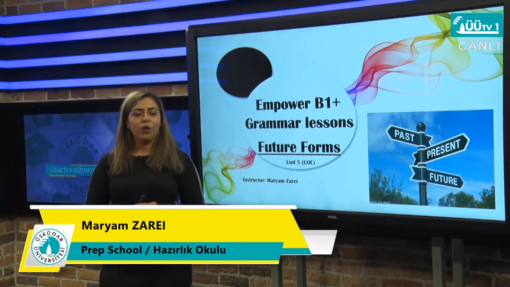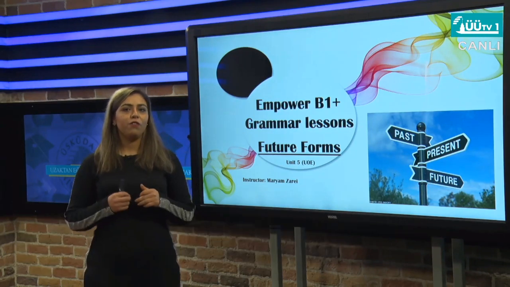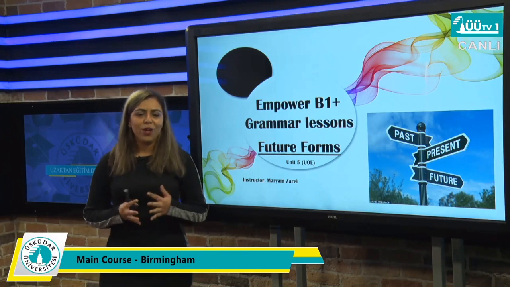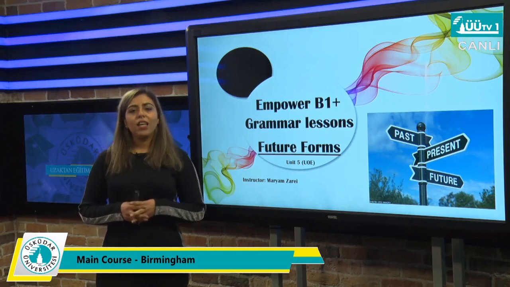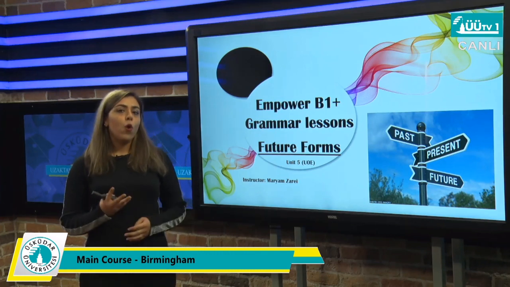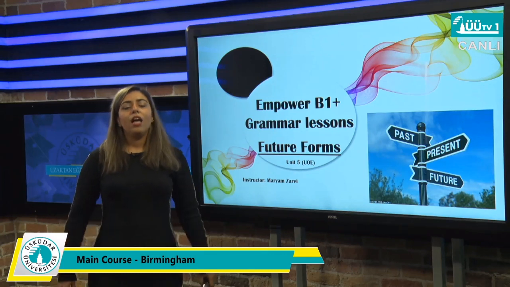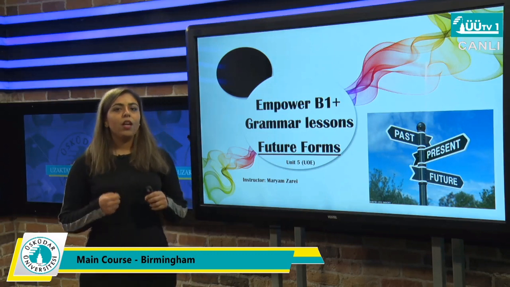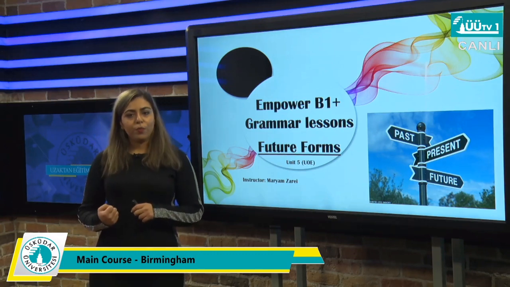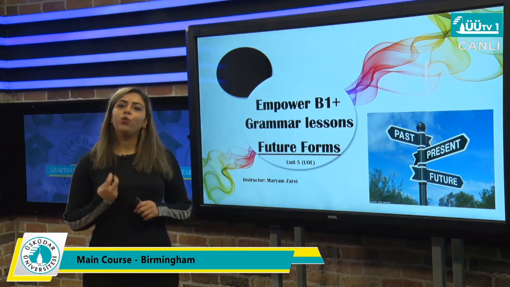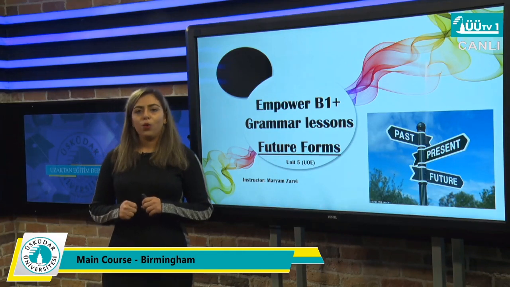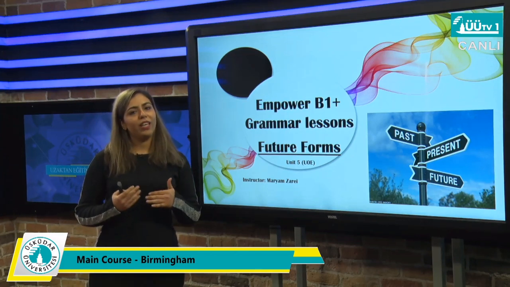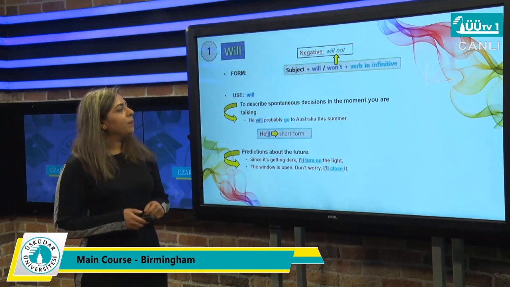Today we're going to study Unit 5 of your main course book, which is Empower B1 Plus, as you already know. In today's lesson, I'm going to teach you 4 future forms. Probably a lot of you know 2 of them, which are will and going to. In today's lesson, I'm going to teach you 2 more future forms. But first of all, let's start with will and going to, so we can have a revision about it.